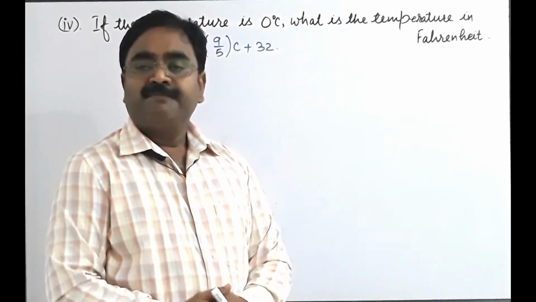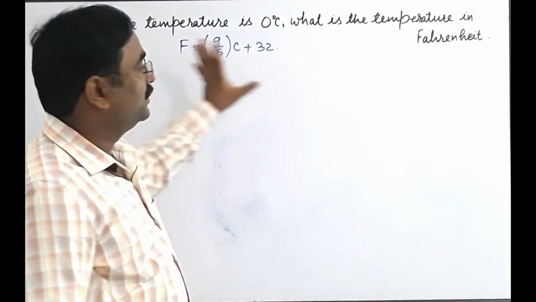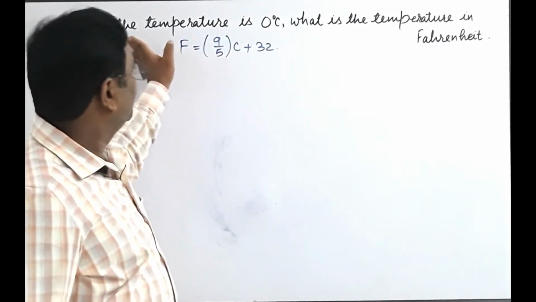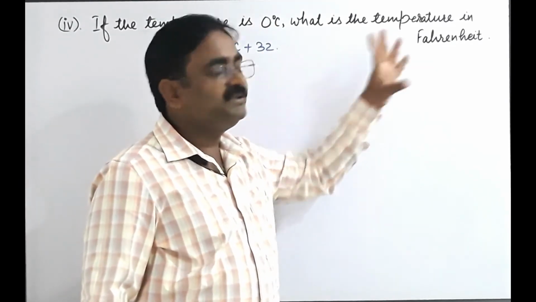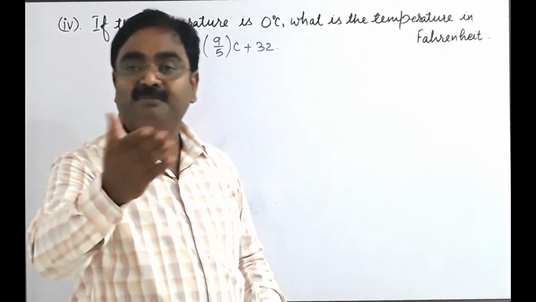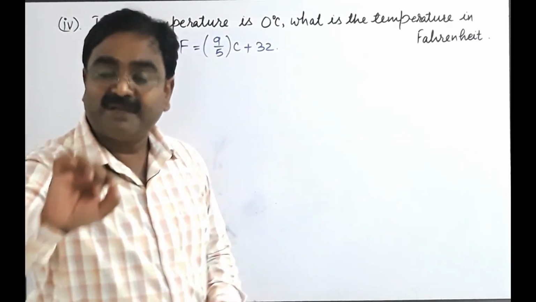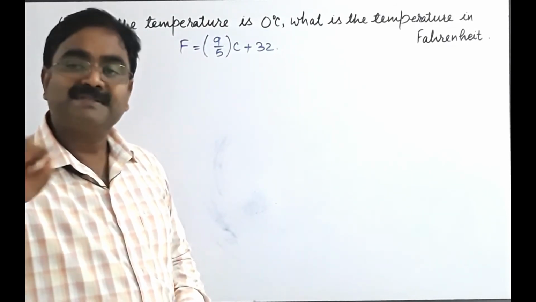Right? In this it is asking part number 4. In this fourth part there are two questions. First question I am solving. If the temperature is 0 degree centigrade, then what is the temperature in Fahrenheit? Second part you have to solve. In second it is given that if the temperature is 0 degree Fahrenheit, then find the temperature in the Celsius.